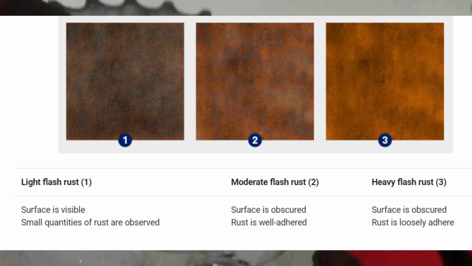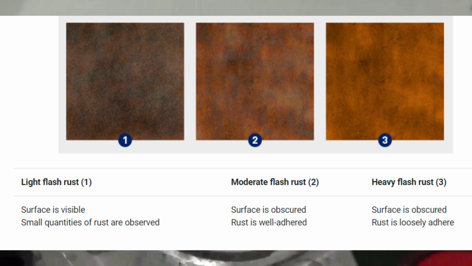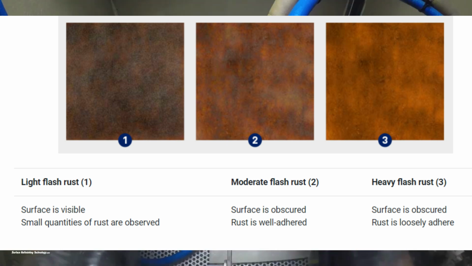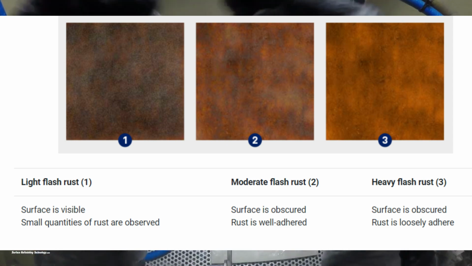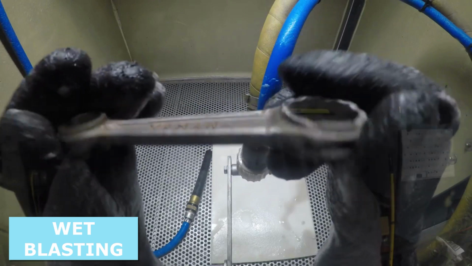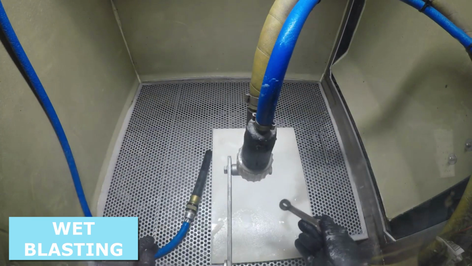Moderate flash rust. A rust layer that covers a significant part of the carbon steel surface. It is reasonably adherent and leaves a light mark on the cloth when lightly wiped. Heavy flash rust. A heavy rust layer that hides the steel surface entirely. It is not adherent and is easy to remove, leaving substantial material on the cloth when lightly wiped.